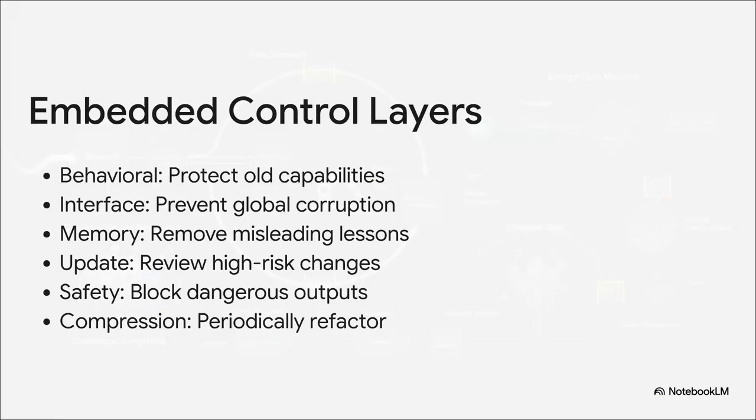And that is exactly why control in this paradigm isn't just some flimsy wrapper you slap on at the end. It's baked directly into the learning loop. Behavioral control protects your old capabilities. Interface control stops local changes from causing global corruption, and memory control actively roots out misleading lessons. High-risk updates actually require simulations, explicit safety constraints physically block dangerous actions, and compression control forces periodic refactoring. Learning, control, and memory all act together as one unified system.